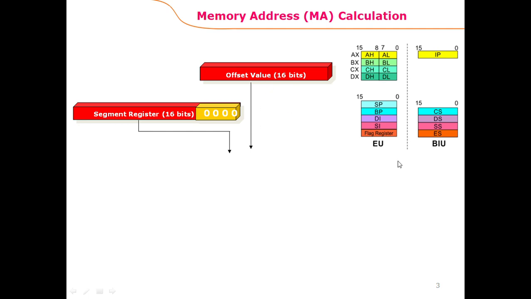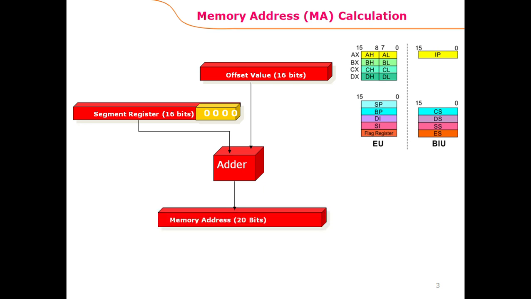So this offset value is normally added with the starting address of the segment, which is here, using an adder, and after addition a 20-bit address is calculated, and that 20-bit address is the memory address of that particular byte or location inside the corresponding segment.